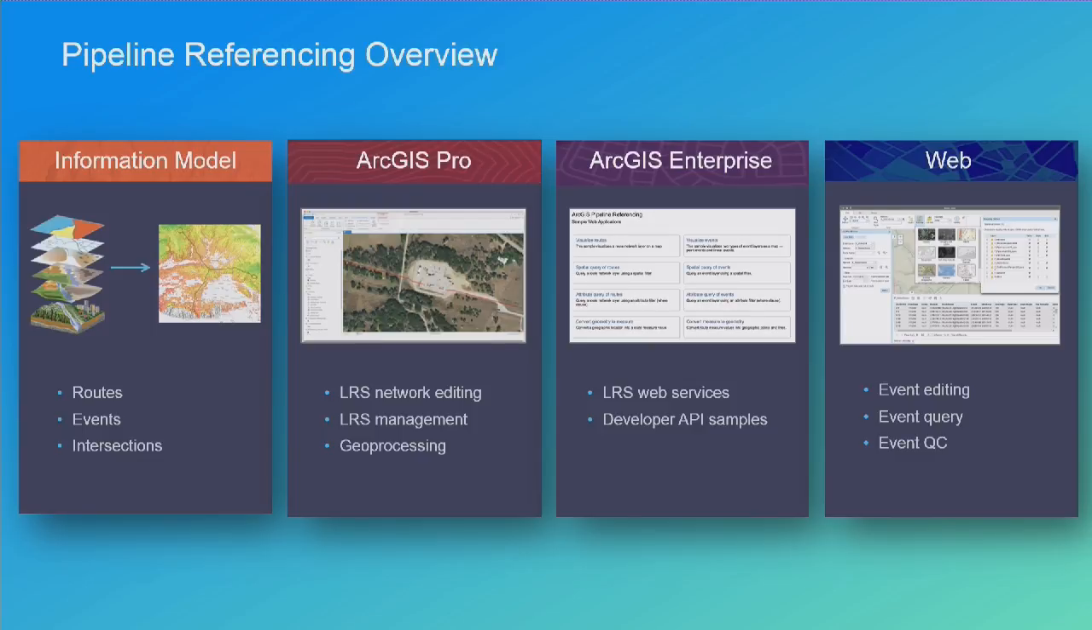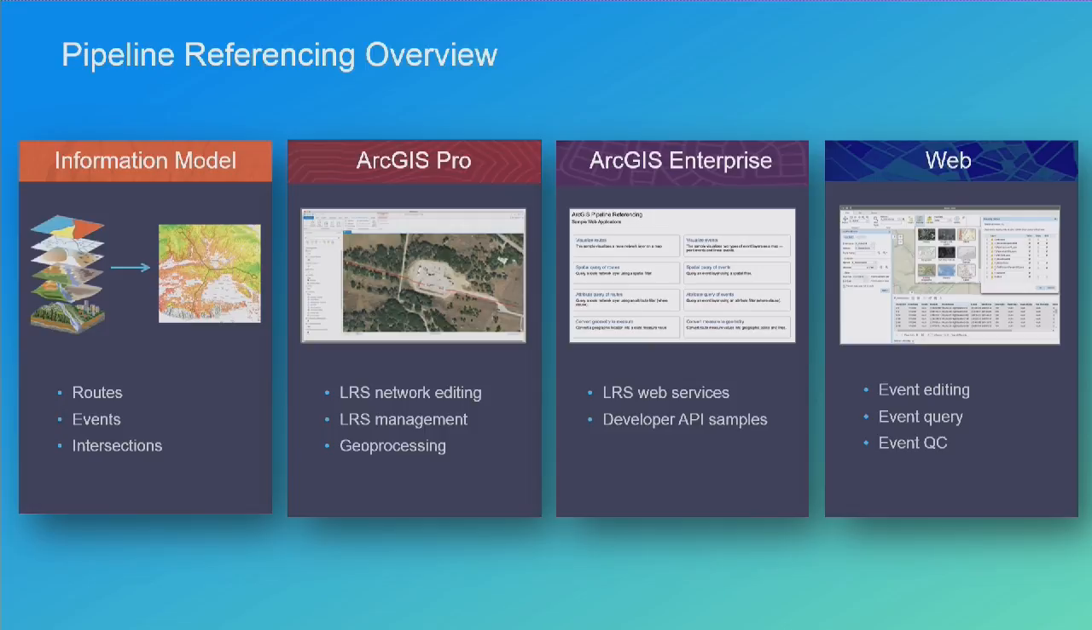What part of this is specific to pipelines, or could it be used for any georeferencing model, like roads, for example? For roads and highways? Yeah. What part is specific to pipelines?